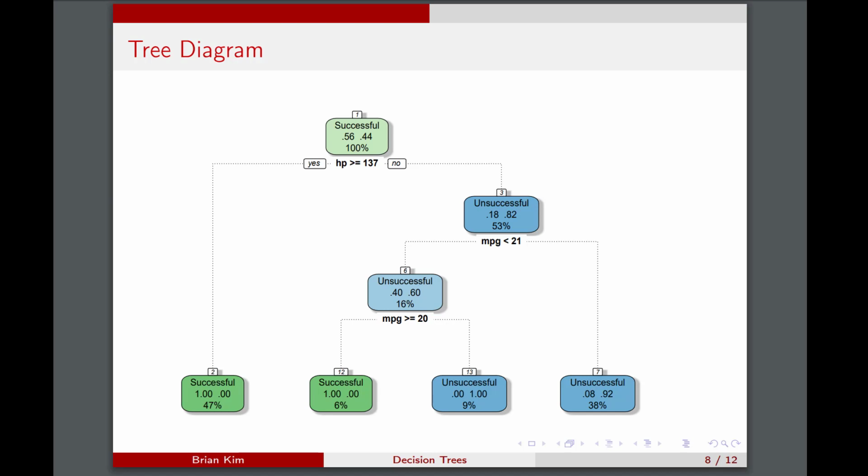On the very left side, it's just horsepower greater than or equal to 137. All of it goes into that bottom left node. And then the second one on the bottom row, you have to have horsepower greater than or equal to 137, miles per gallon less than 21, miles per gallon greater than or equal to 20, and then it goes into that successful 100% node. Right? So, this is an abstract way of thinking about it, though.